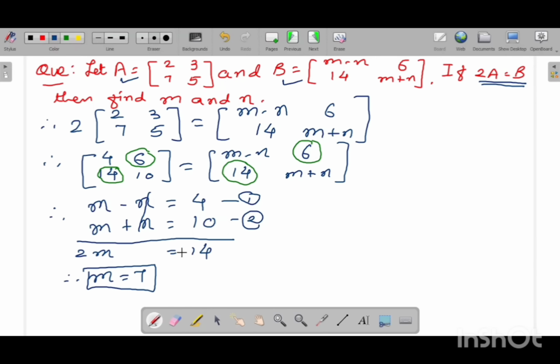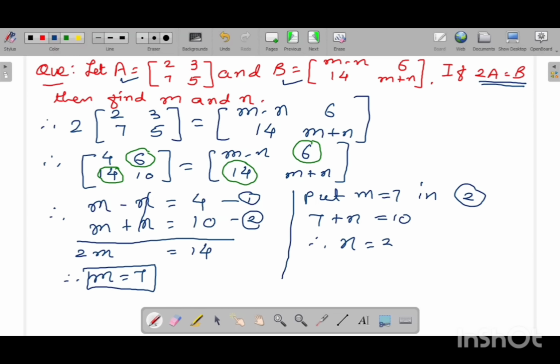Now when I put this value of m in any of the equations, let me put it in equation number 2. Putting m equals 7 in equation number 2, we get 7 plus n equals 10, and therefore n equals 3.